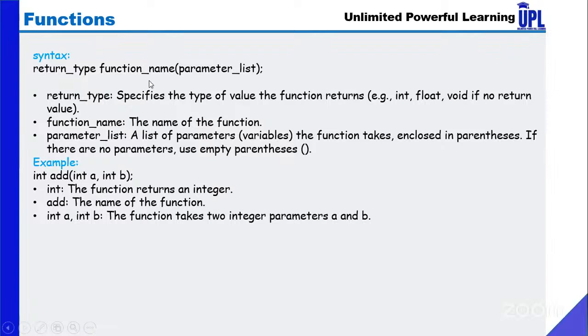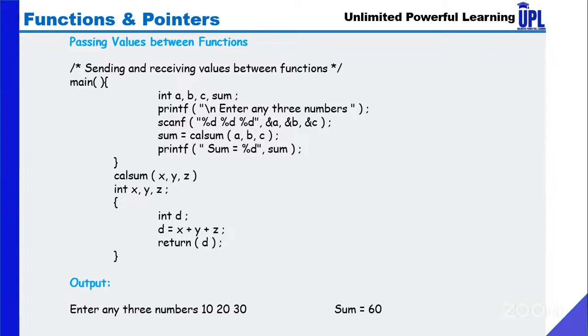Syntax is return type, function name, and parameter list. For example, int add, int a comma int b. The return type is an integer. It can be float. It can be void. Void means it doesn't return values, because we have seen that example as well. We are very clear on this. And whatever value we pass here, we call it pass by value. There are two approaches: passing a value and passing a reference.